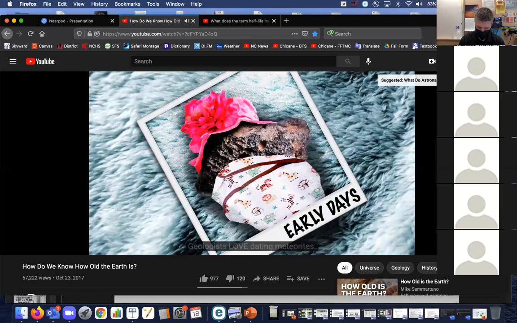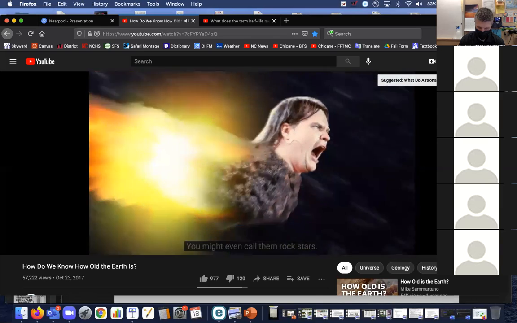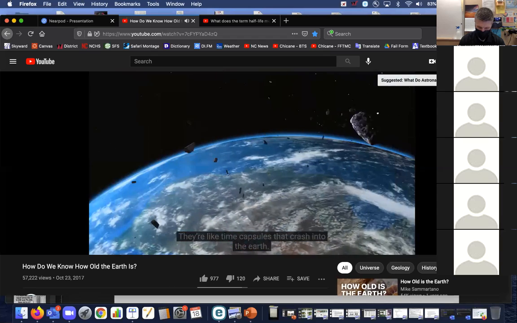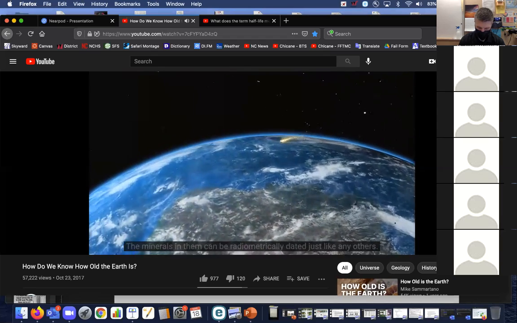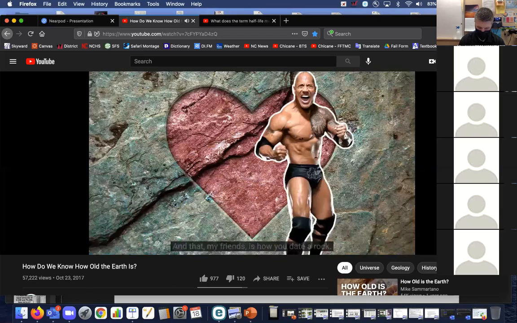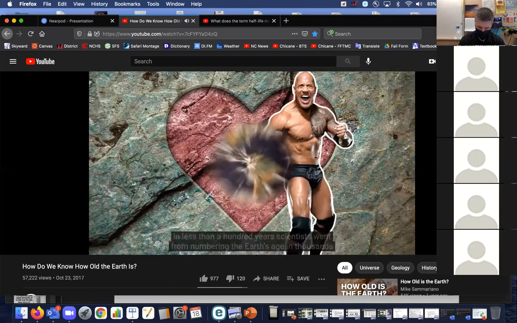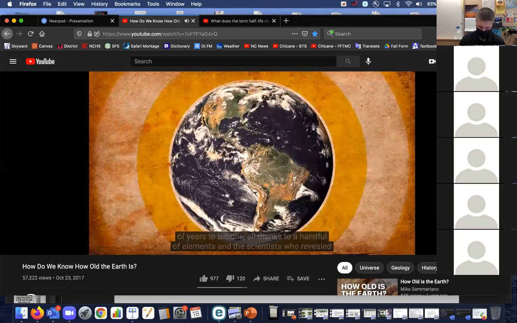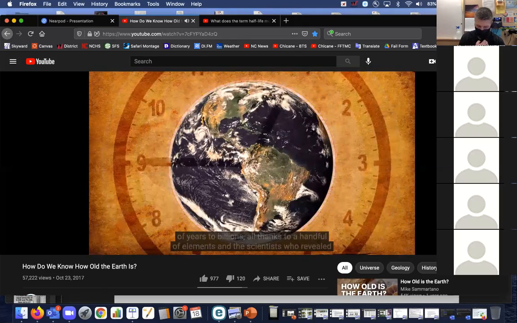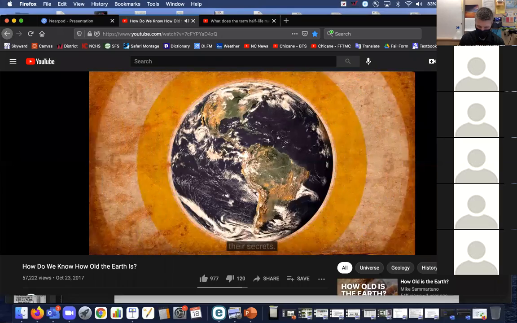Geologists love dating meteorites. You might even call them rock stars. They're like time capsules that crash into the Earth. The minerals in them can be radiometrically dated just like any others. And that, my friends, is how you date a rock. In less than 100 years, scientists went from numbering the Earth's age in thousands of years to billions, all thanks to a handful of elements and the scientists who revealed their secrets.